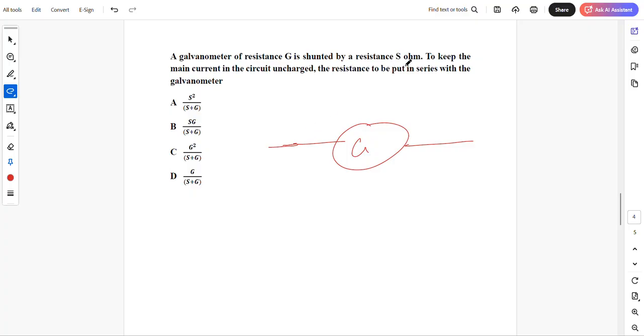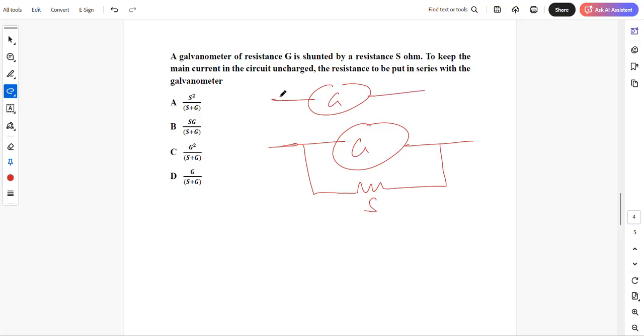A galvanometer of resistance G is shunted by resistance S ohm. Now what is he asking? The resistance to be put in series with the galvanometer, to keep the main current in the circuit unchanged. Main current, that is very, very important.